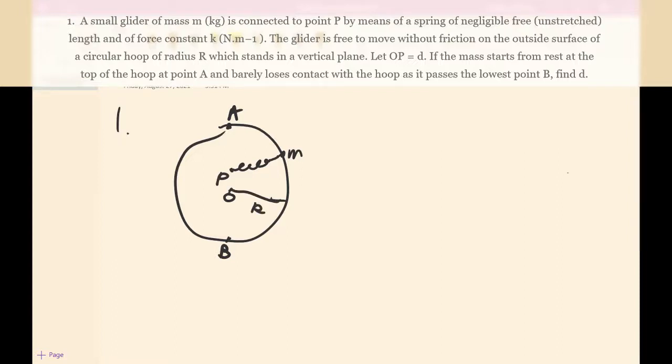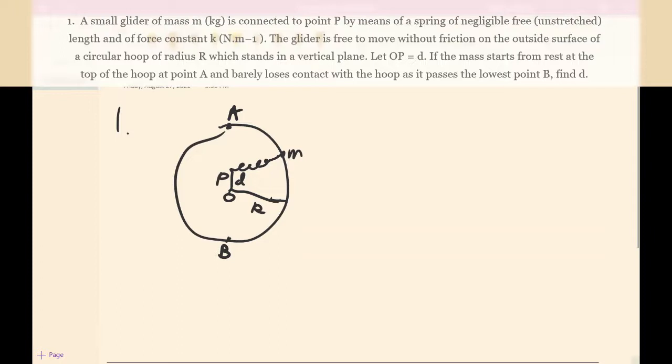First, our first problem is we have this loop, and here at this point P is the spring, and the mass M on the loop goes from point A down to point B here, and it just barely loses contact at the bottom. So then this is R, and we want to find this distance D such that this scenario takes place.